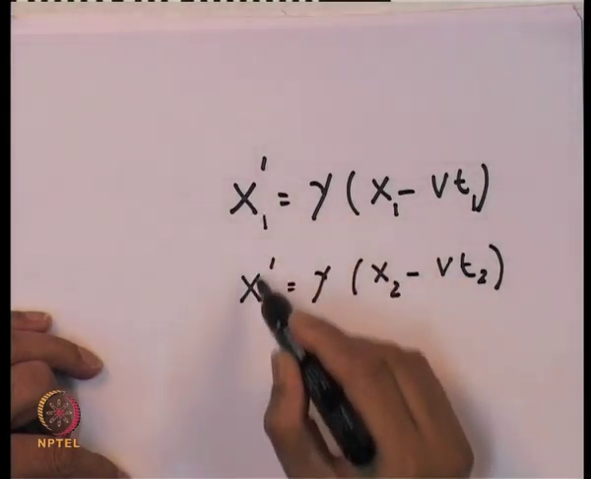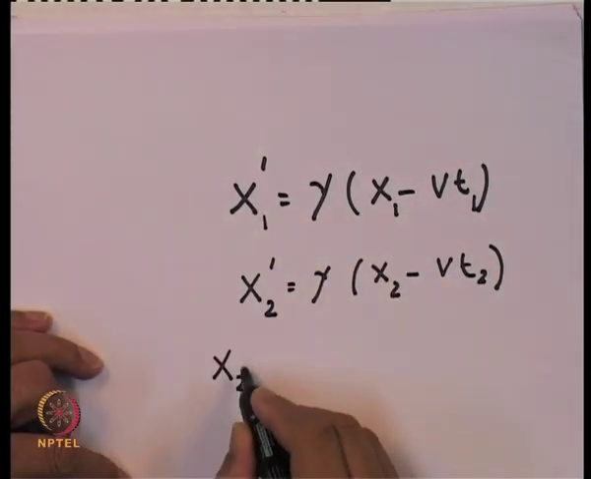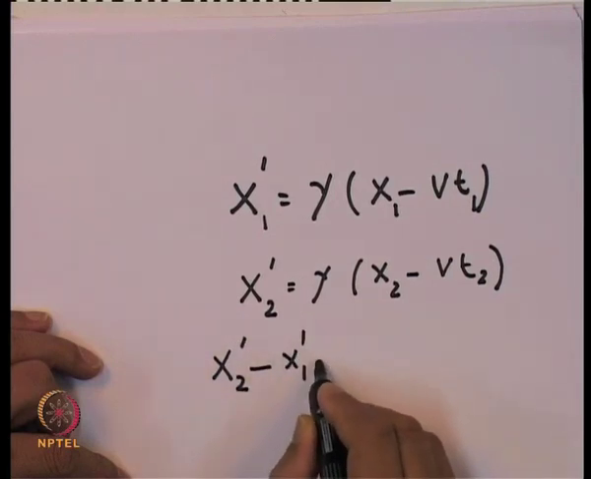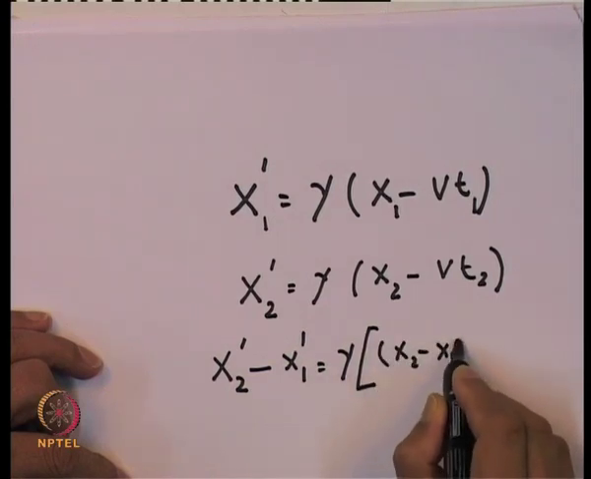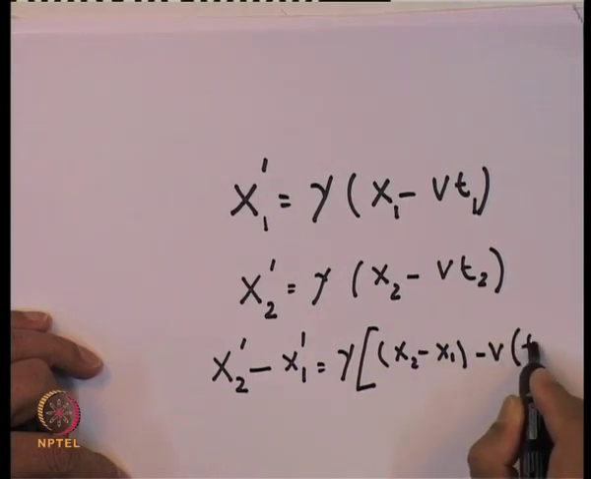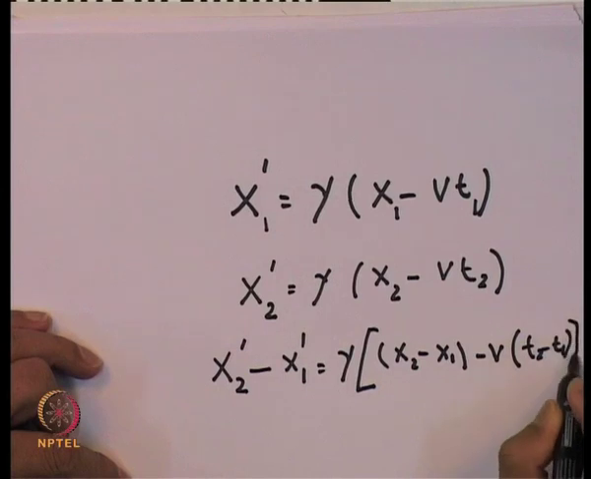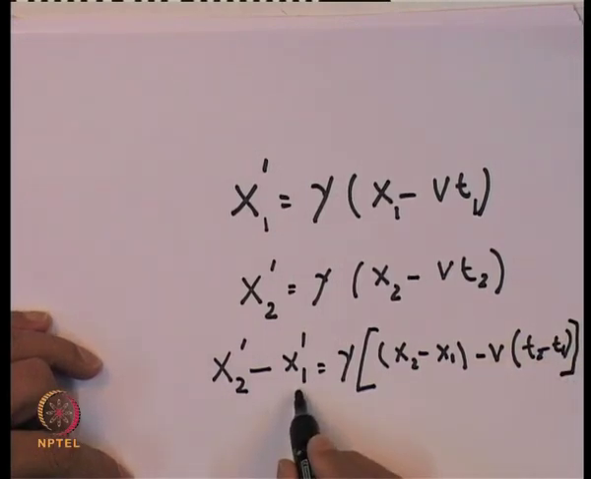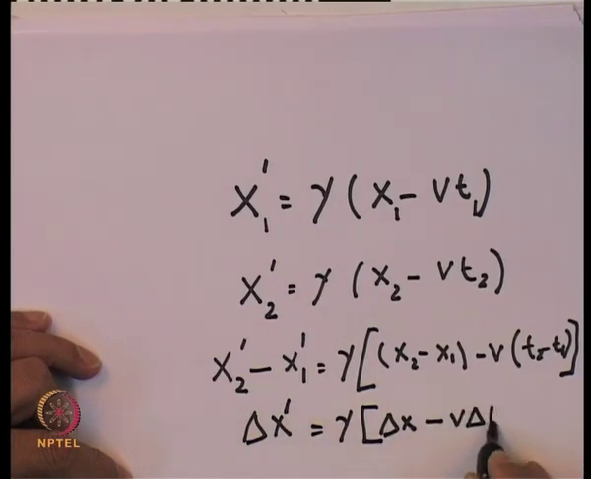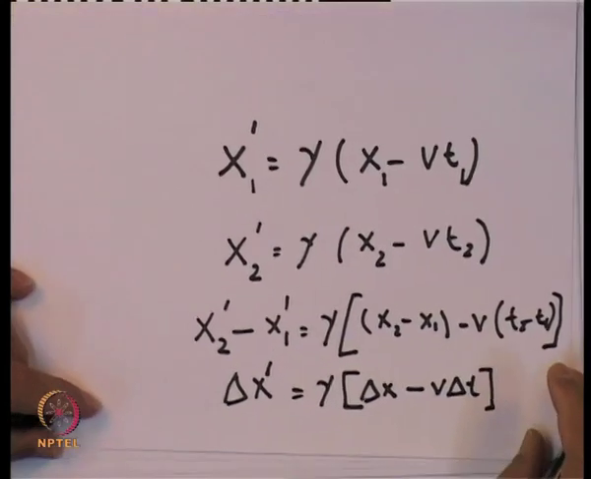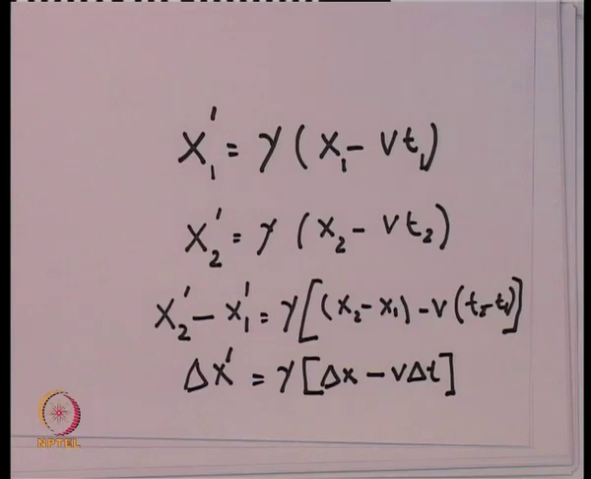Now, let us take the difference of these two. If I take the difference, x 2 prime minus x 1 prime will be equal to gamma (x 2 minus x 1 minus v (t 2 minus t 1)). So, this becomes the difference in the value of x. I can write this as delta x prime equal to gamma (delta x minus v delta t). This is what I call writing the Lorentz transformation in the differential form.